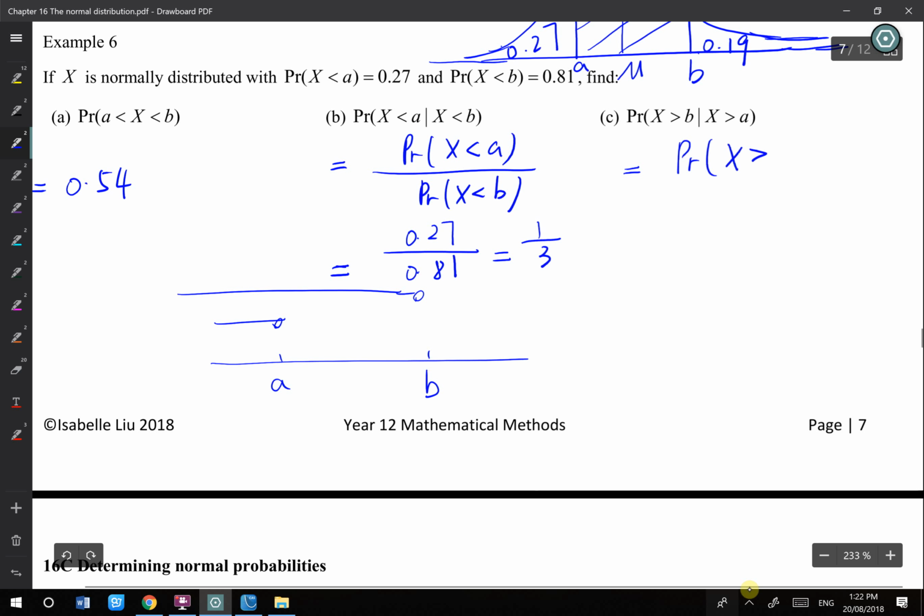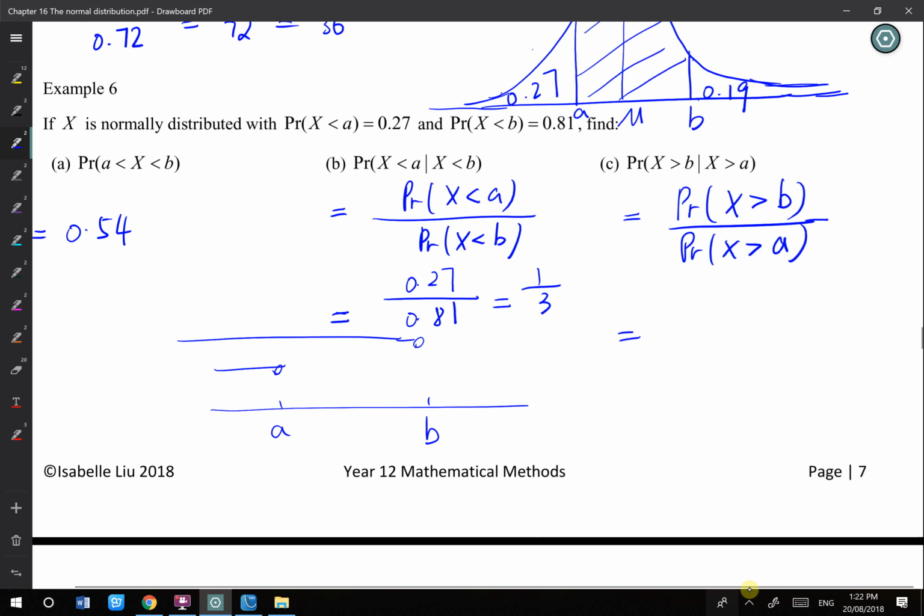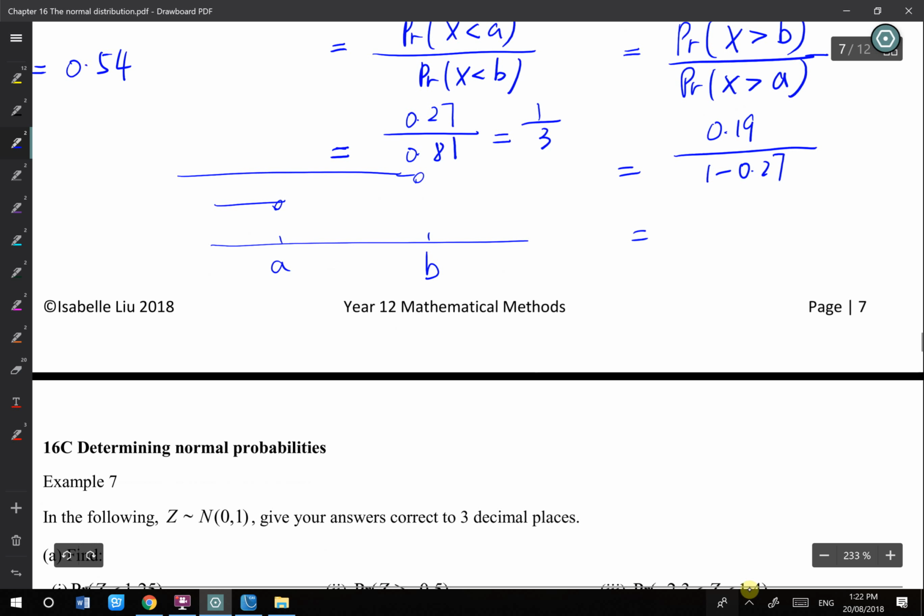So for this one will be X greater than B intersection X greater than A, divided by X greater than A. There. Then what we have is greater than B is 0.19, greater than A is 1 minus 0.27. That will give you the greater than A value. That's 0.19 over 0.73. That's 19 over 73.